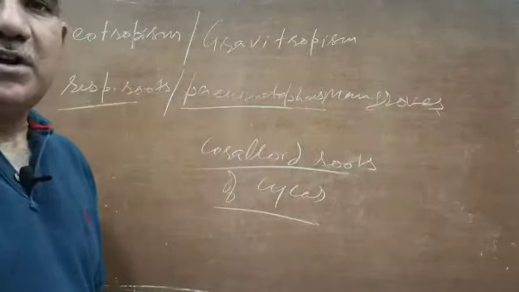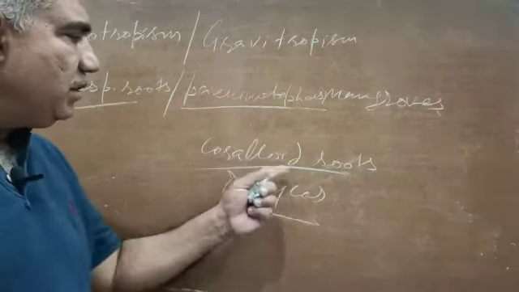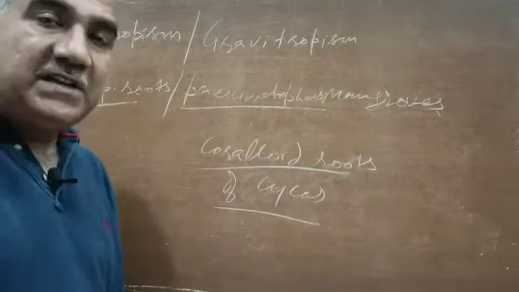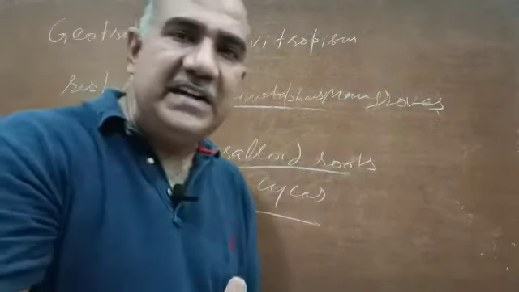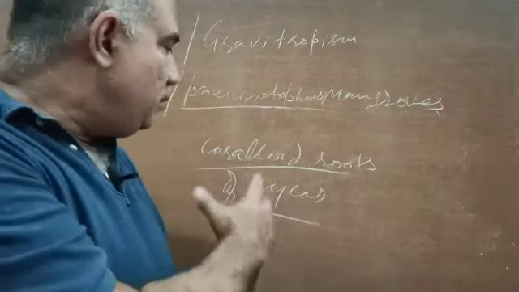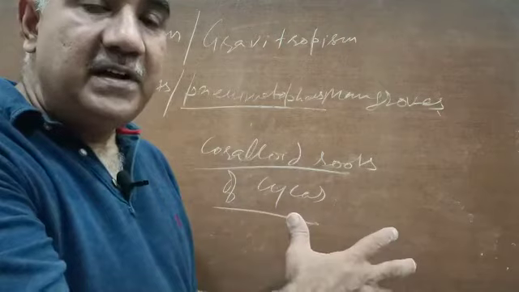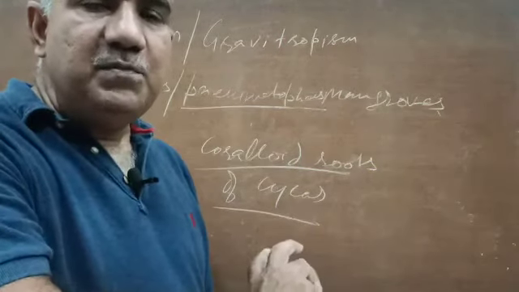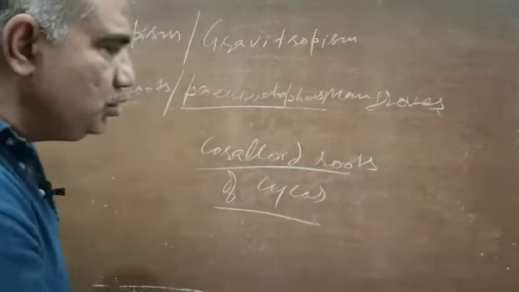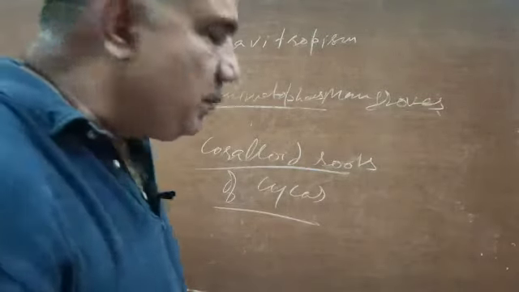Here A means not. Ageotropic movement or agravitropic movement is shown by the coralloid roots of cycas, because when the gravitational pull of the earth is acting as a stimulus, this movement is not at all affected. The movement of the coralloid roots of the cycas plant is not at all affected by the gravitational pull of the earth. So they are said to show ageotropic movement or agravitropic movement.